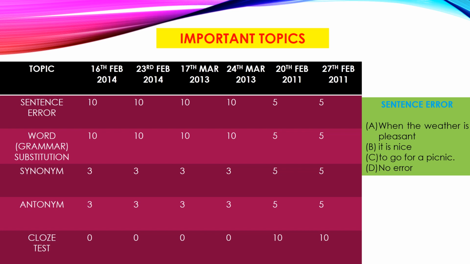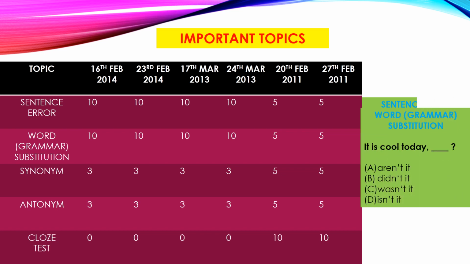Sentence error. In this type, a complete sentence will be provided to you. The sentence will be broken down into 3 parts, part A, part B, part C. If you feel that any of the parts consists of an error, then that will be your solution. Otherwise, if you feel that there is no error, then your solution will be option D, no error. Word substitution. This is the type of fill in the blanks in which you would be given a statement with some space left. You have to find the word which is grammatically correct and will fit that blank space. For example, it is cool today, isn't it? Our option will be option D.